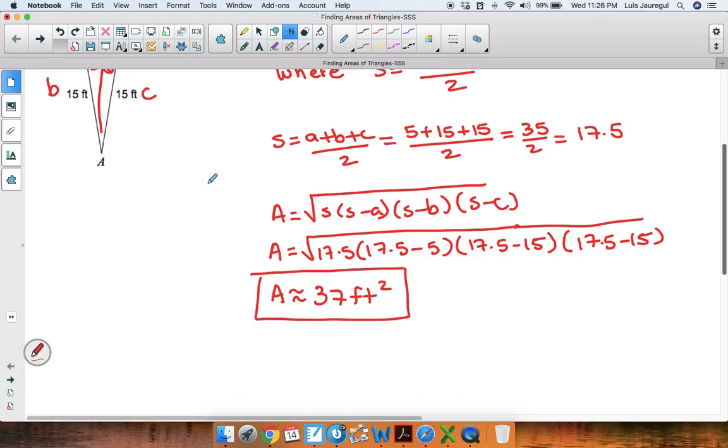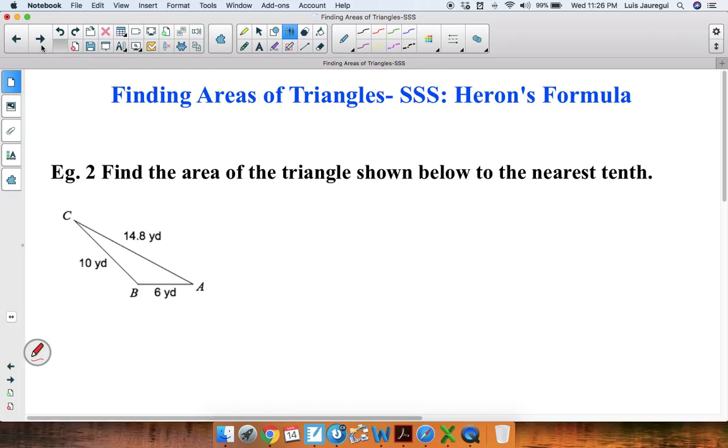Now let's analyze another example. Example 2: find the area of the triangle shown below to the nearest tenth. Again, notice that we're given the measures of all three sides. So let's label the sides. The side across from angle A is lowercase a, the side across from angle B is lowercase b, and the side across from angle C is lowercase c.